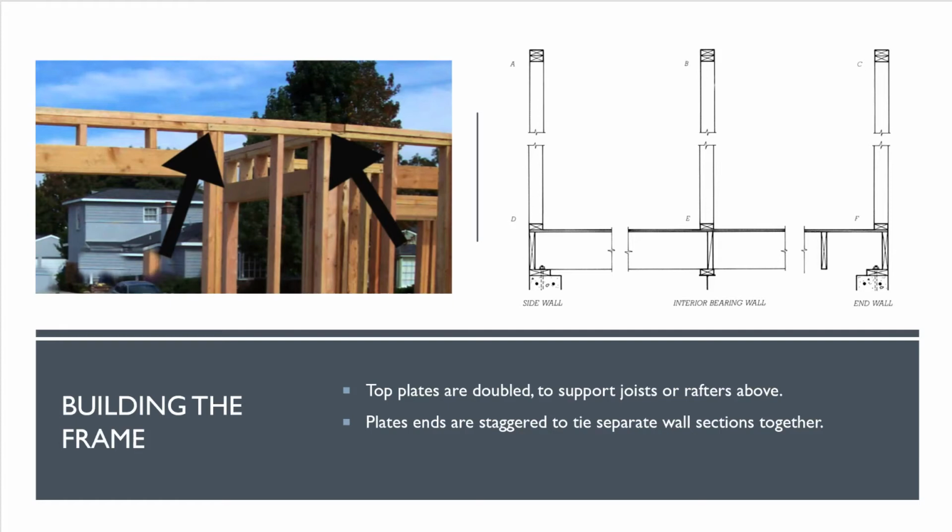Once I have my frame in place, I add a second top plate. And top plates are doubled to support the joists or rafters above. And you can see that right here, how I have two members on top of each other.